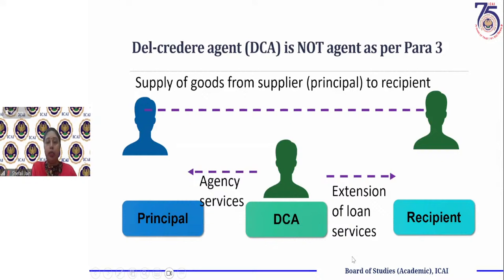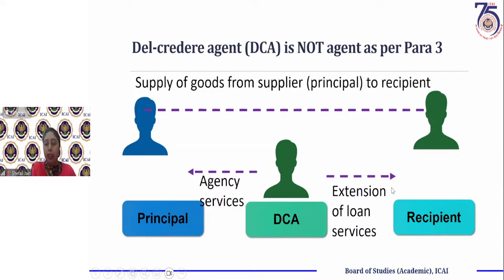So here there will be three transactions. First, goods supplied by principal to recipient. Del Credit agent is not in the picture because he is not an agent as per para 3. Second, agency services provided by Del Credit agent to principal, and third, the loan services by Del Credit agent to recipient. This is where Del Credit agent is not an agent.